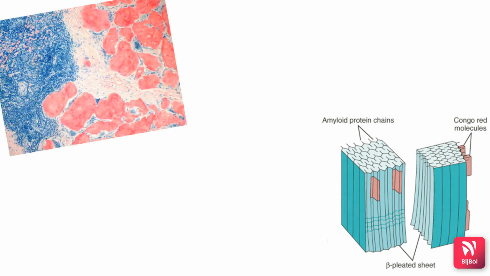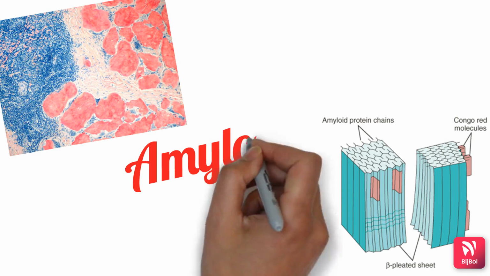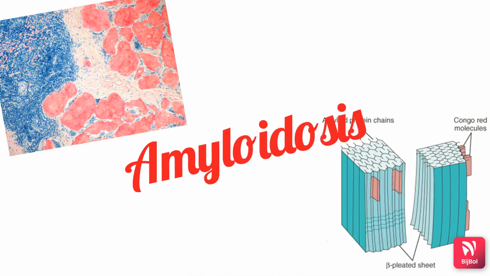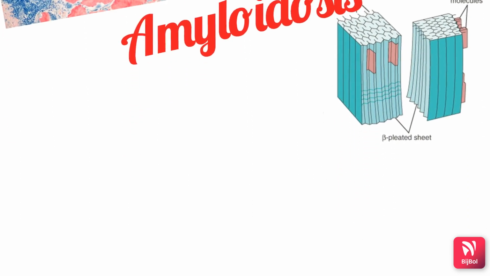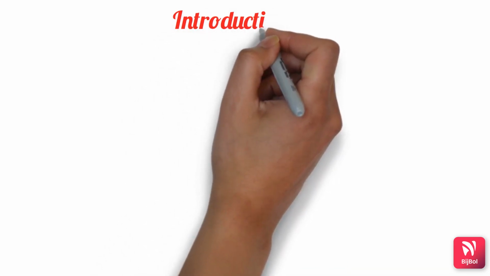The present topic of discussion is amyloidosis, wherein we'll be discussing its introduction, pathogenesis, the physical and chemical nature of amyloid, types of amyloid and classification of amyloidosis, and then we will also see the demonstration of amyloid. So these are the various topics we'll be discussing under this. Let's start with the introduction to amyloidosis.